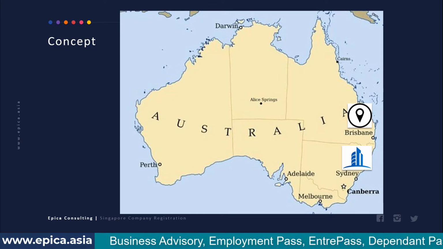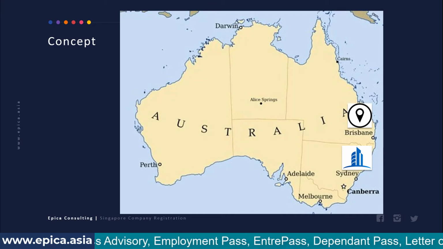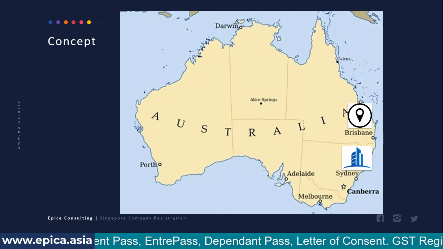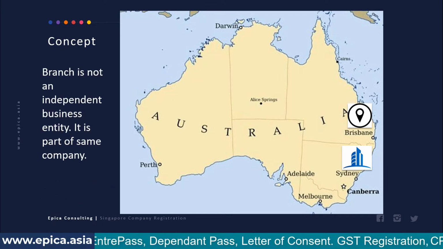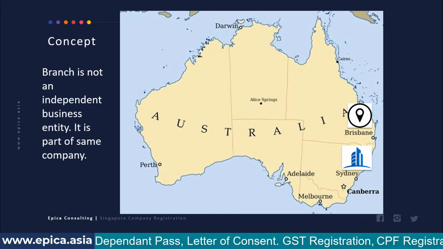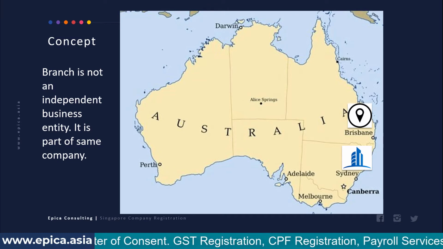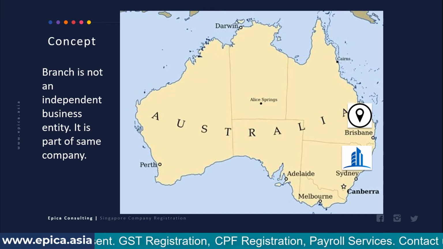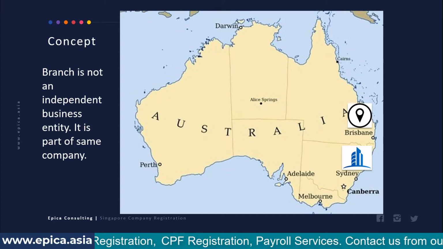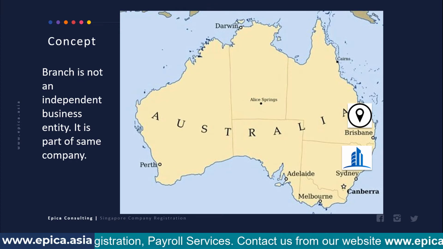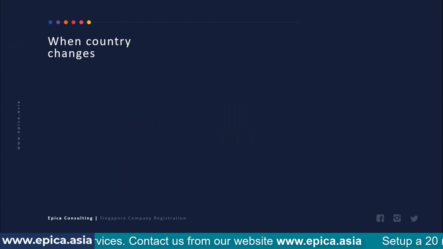And when you tell people that you're opening up a new office, you typically say that I am opening up a branch in Brisbane. So a branch is not an independent business entity, it is a part of the same company. It is only a physical office or a presence in some other geographical area. So in this case, it is in some other city. Now let's take this concept and extend it beyond geographical boundaries.